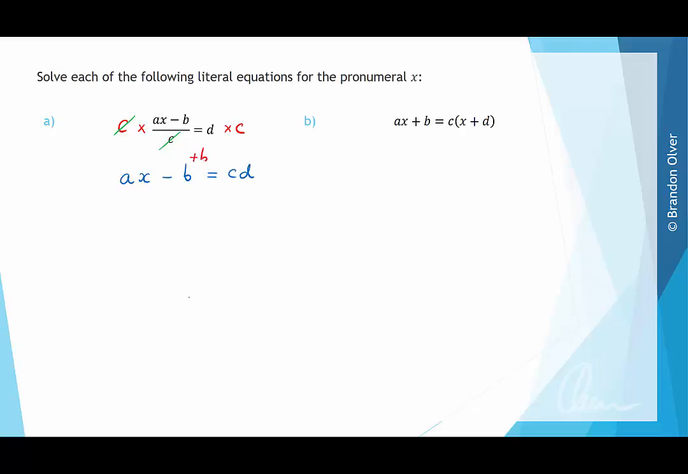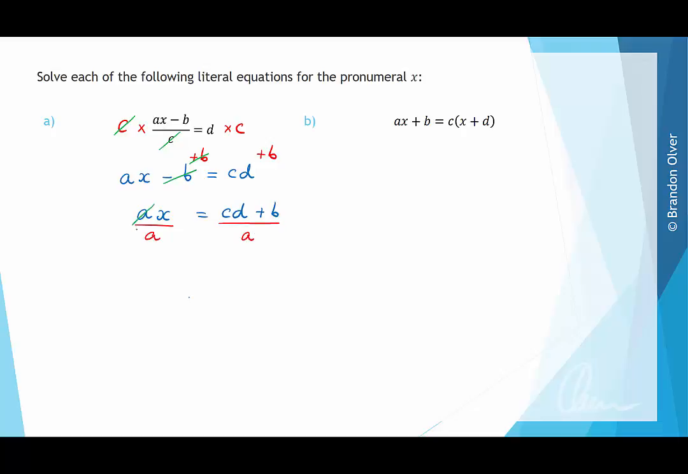Next, we're going to add b to both sides. So when we do that, this negative b and positive b will cancel, and we'll be left with a times x is equal to c times d plus b. Finally, x is being multiplied by a, so to get rid of that a, we're going to divide by a. So we need to do that to both sides of the equation.